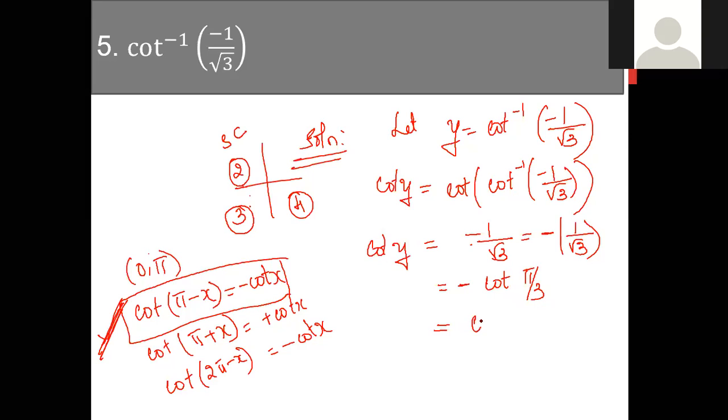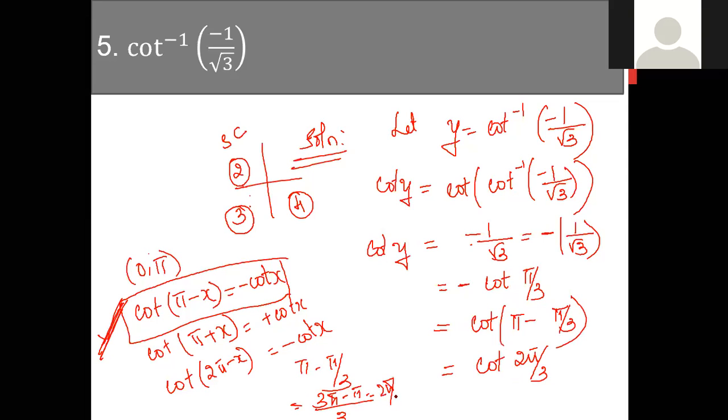So it can be written as cot of (pi minus pi by 3). So what is pi minus pi by 3? It is 2 pi by 3. I hope you know how to solve pi minus pi by 3, fractions. 2 pi minus pi divided by 3 is 2 pi by 3. So your cot y now becomes 2 pi by 3. So y becomes 2 pi by 3.